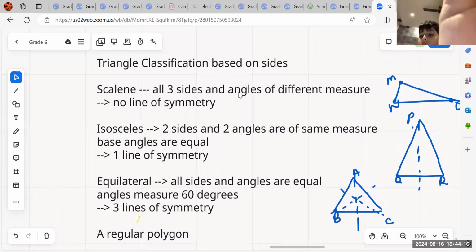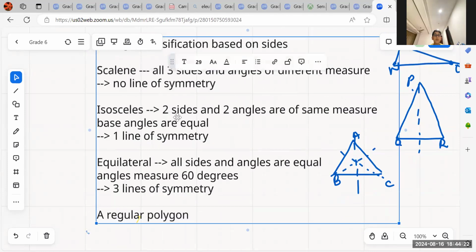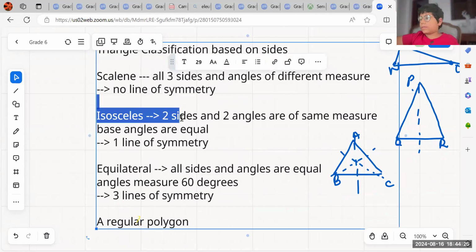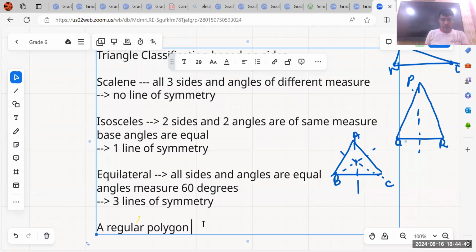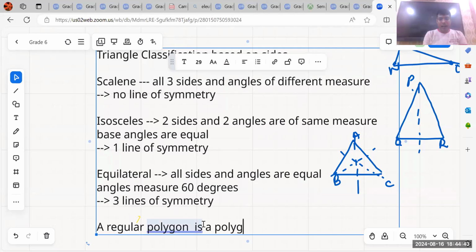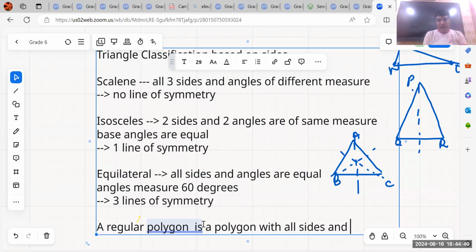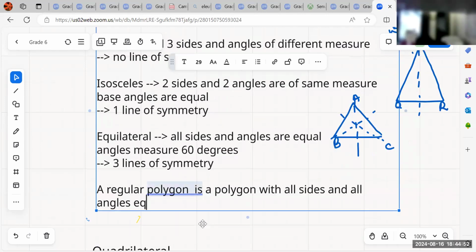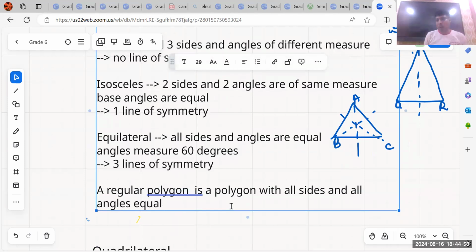A polygon is a closed figure which has more than 2 sides. A regular polygon is a polygon with all sides and all angles equal. So an equilateral triangle is a regular polygon. Like a square, a square is a regular polygon.